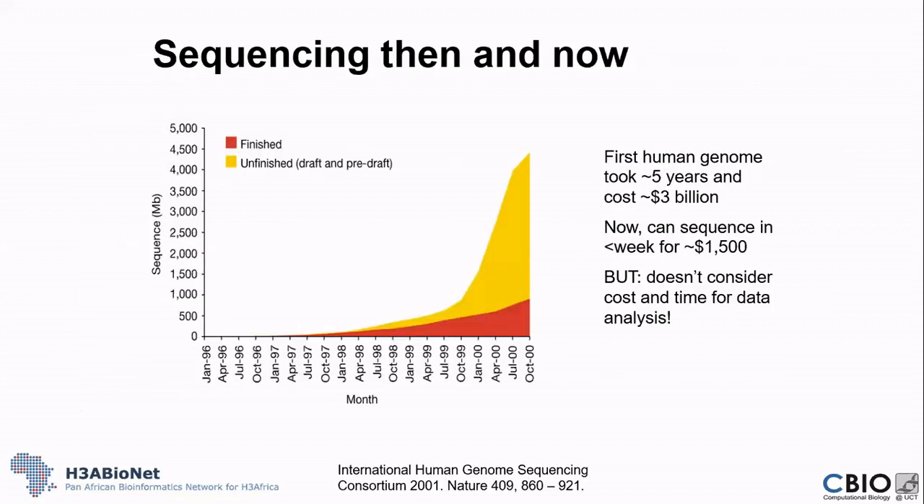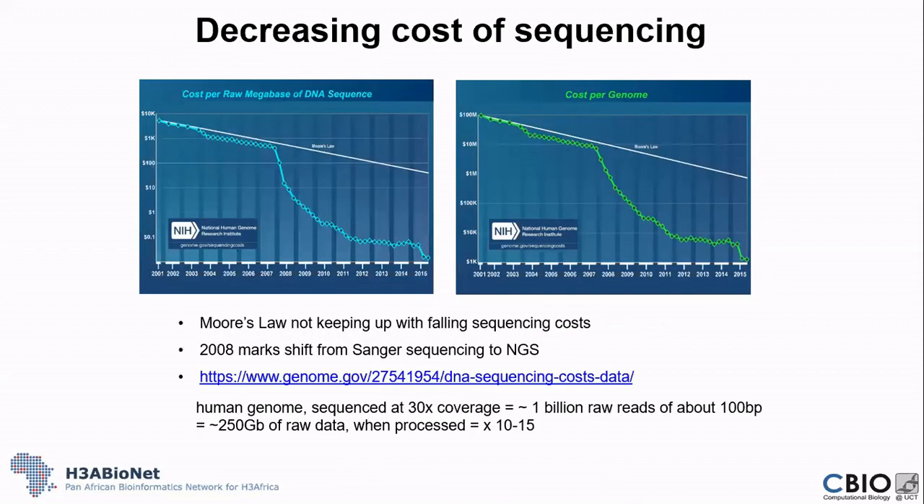So interestingly, the human genome sequencing project cost $3 billion US, and it took 5 years to complete. Now you can sequence a human genome for $1,500, some places even less than that, in less than a week. So now you can generate human genomes at an unprecedented scale and for an unprecedented cost. But this does not consider the cost and time for the data analysis. So if you look at the typical graphs of the decreasing cost of sequencing compared to Moore's law.